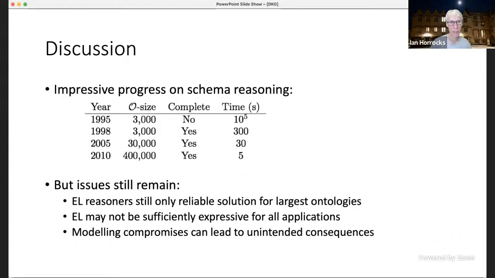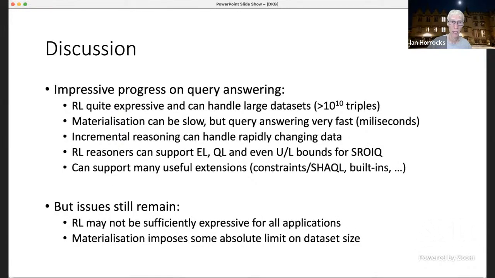or less. So the discussion: impressive progress we made on schema reasoning. There are still issues. EL reasoners are still the only reliable solution if the ontology is super large. And impressive progress on query answering as well. So with RL systems, we can now deal with really large data sets. We can provide fast and effective reasoning.